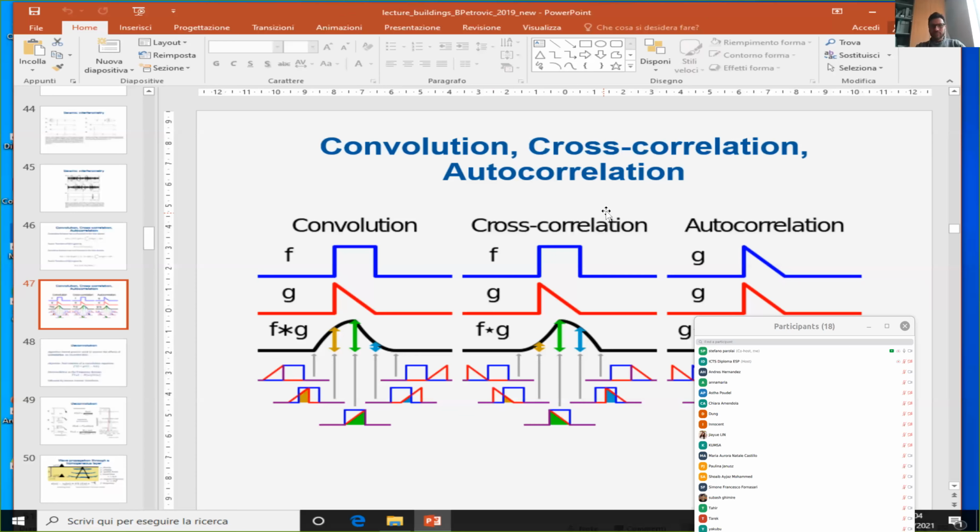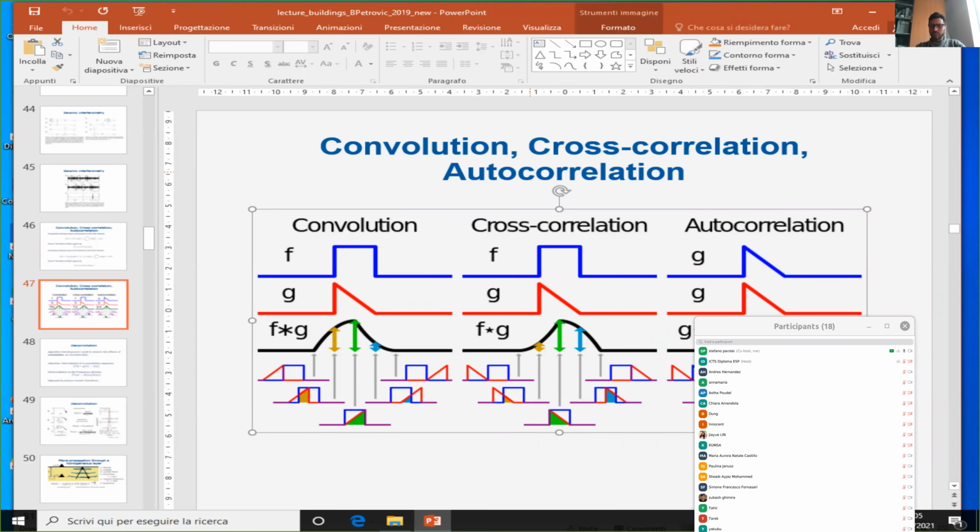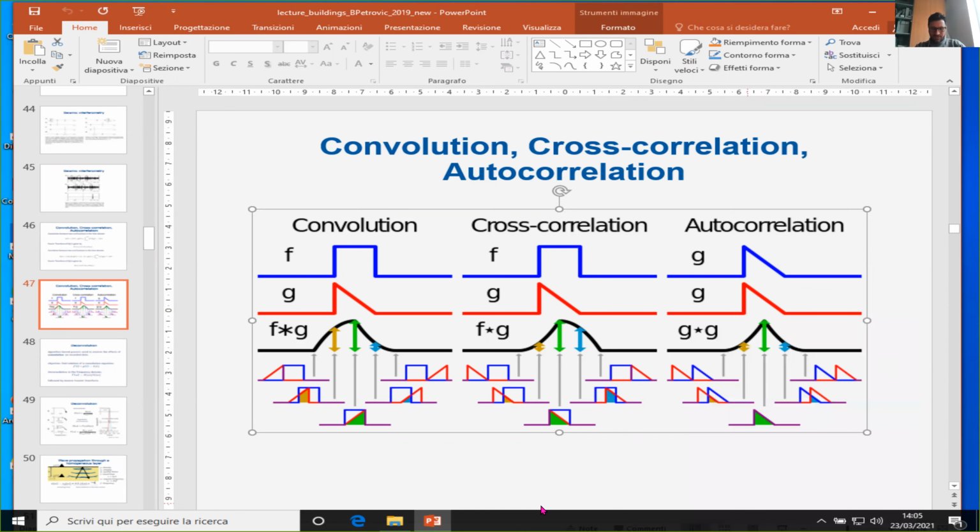Let me move a little Windows and share the screen. Okay, now I guess you see my screen. And we can start here.